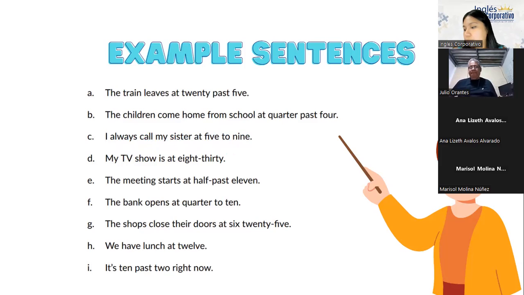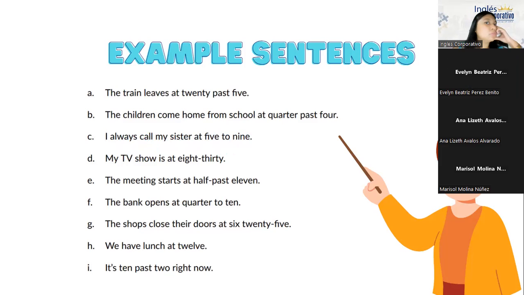Correcto. Se puede ser como I always take a dinner at night to 10. Nueve a las 10. No, yo le voy a recomendar que siempre lo utilice con números como 5, 10, 15, 20. 5 to 10. Or 10 to 10. 10 to 10, okay.